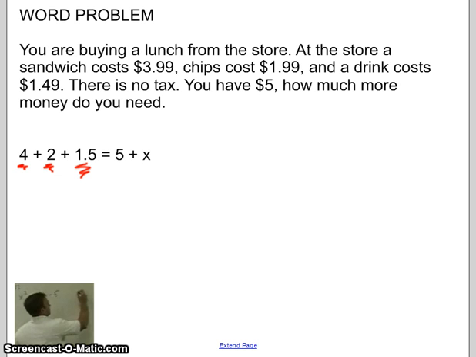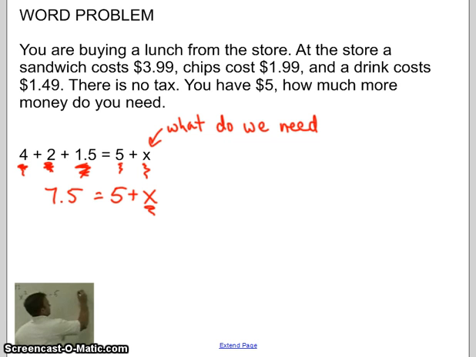And then that's going to equal the amount of money we have plus the amount of money we need. So if we add what our cost is going to be, that should be 4 plus 2 plus 1.5 is 7.5. Well, what plus 5 equals 7.5? Well, that's 2.5, or $2.50 approximately.